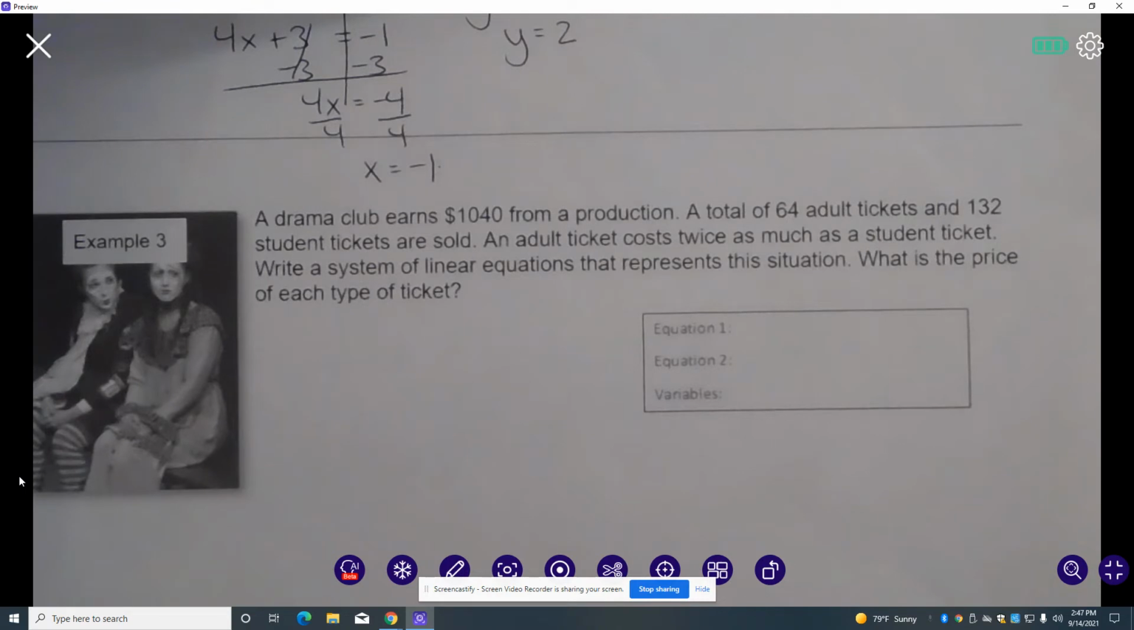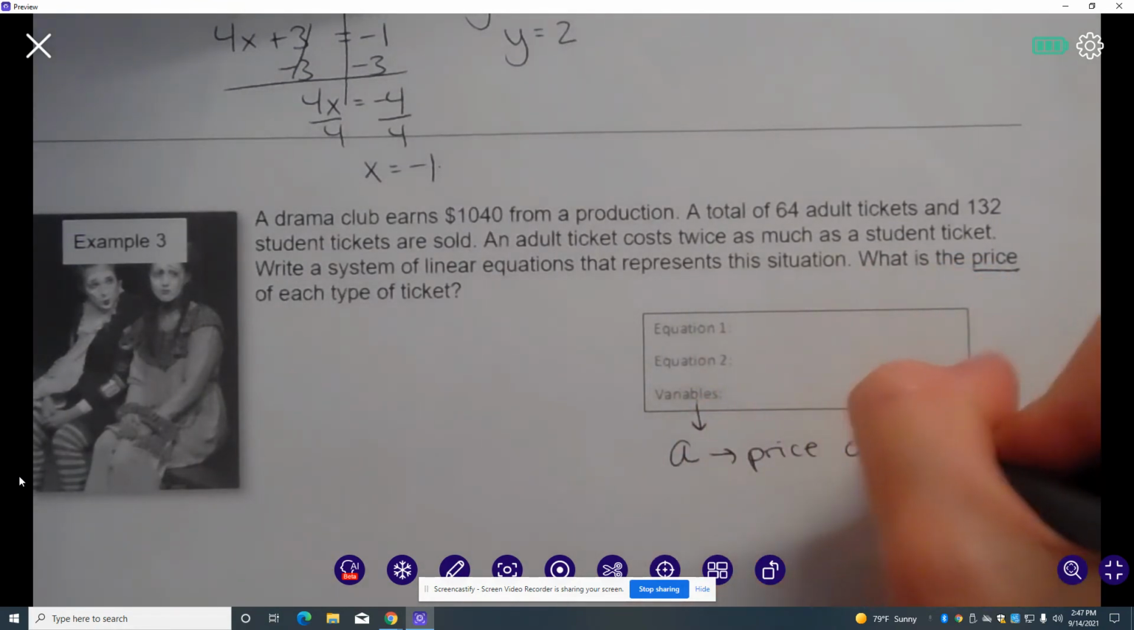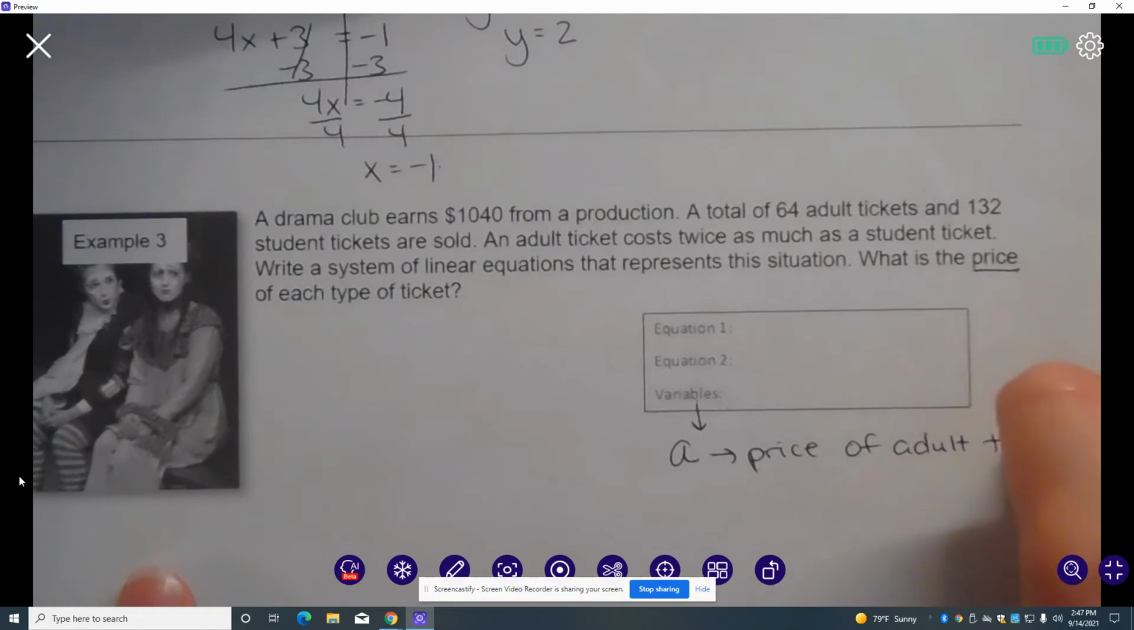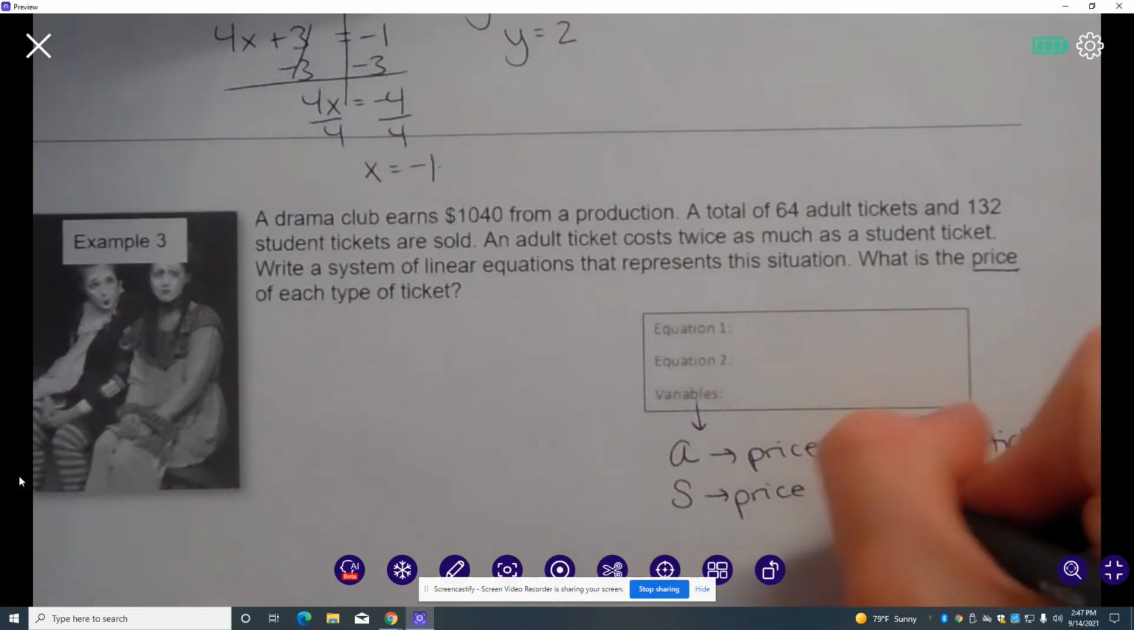Whenever you are writing equations and you're going to solve a system, to help you out, ask yourself, what is it that I'm trying to find? I'm trying to find the price of each type of ticket. The thing you are trying to find, that is what your variables will represent. So you're trying to find the price of an adult ticket and the price of a student ticket. So first, I'm just going to define my variables. I'll let A be the price of one adult ticket. And I'll let S be the price of a student ticket.